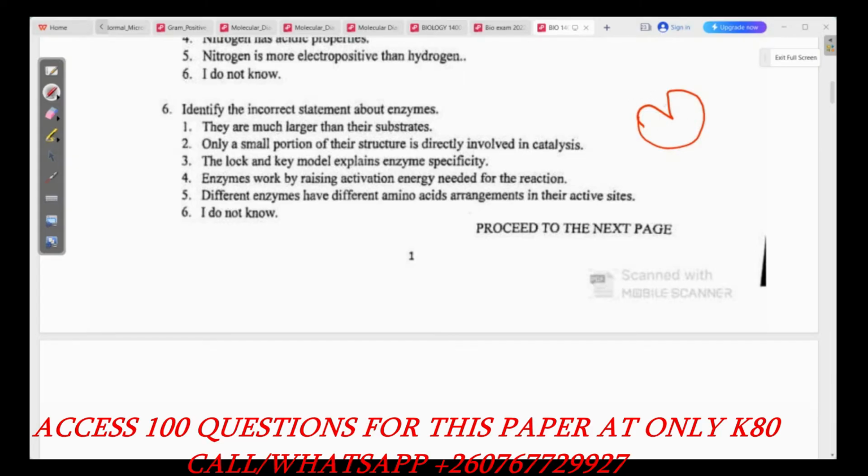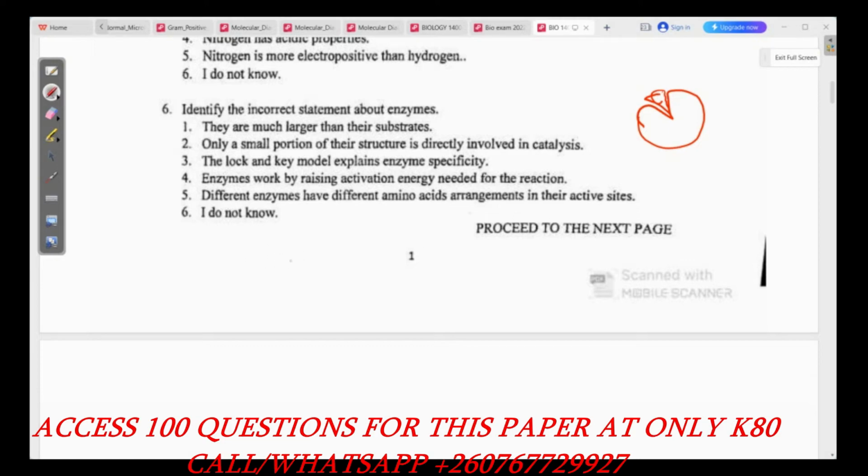So it has to be specific. That is, the substrate that is going to be acted on by this enzyme should also have a structure that fits the active site. So which is true. Four is saying enzymes work by raising the activation energy needed for the reaction. So four here sounds to be a false statement. Five is saying different enzymes have different amino acid arrangements in their active site.